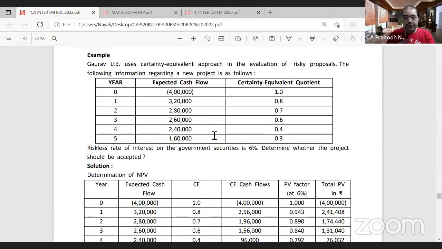Now, here one word of caution. I may give you in the question a cost of capital of 10%. Never take the cost of capital. Always take the risk-free rate of investment. So the riskless rate of interest is the risk-free rate of interest. Always take into consideration the risk-free rate of interest. Ignore the cost of capital even if it is given.